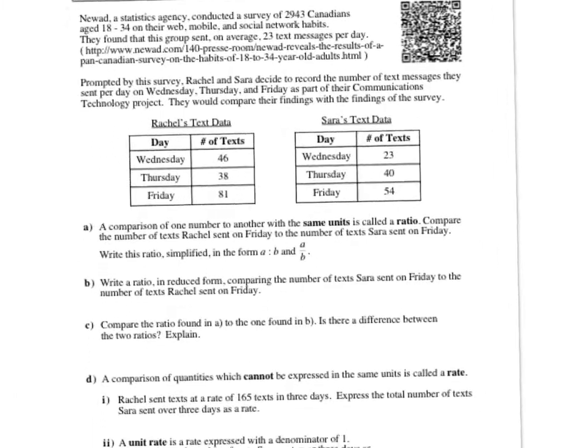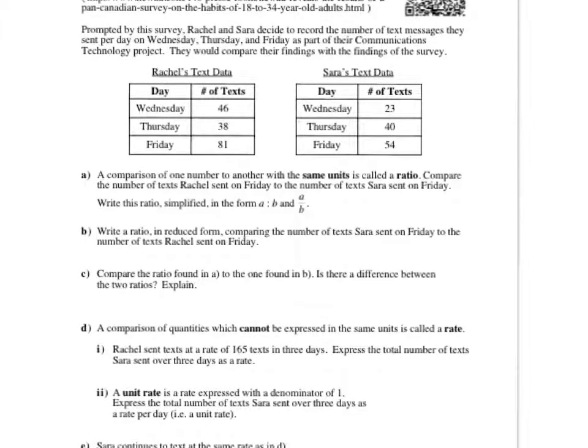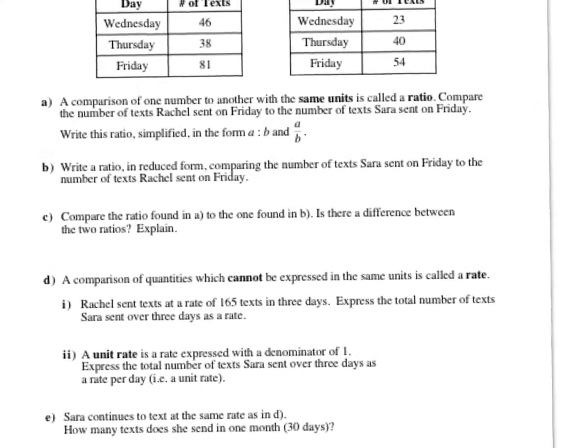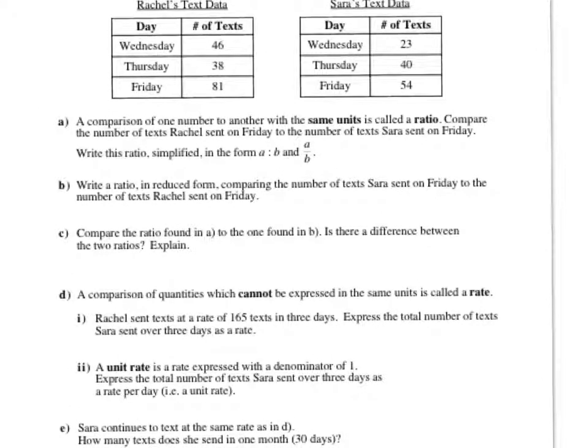So the first thing we have here is a set of data comparing Rachel and Sarah's text messages. The first thing we're going to talk about is ratios. A comparison of one number to another with the same units is called a ratio. So compare the number of texts Rachel sent on Friday to the number of texts Sarah sent on Friday. Here's Rachel's Friday total, and there's Sarah's Friday total.